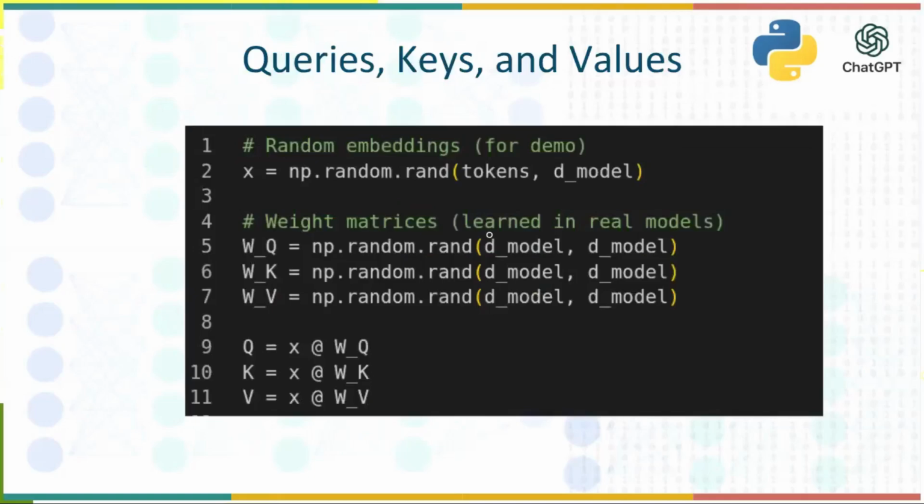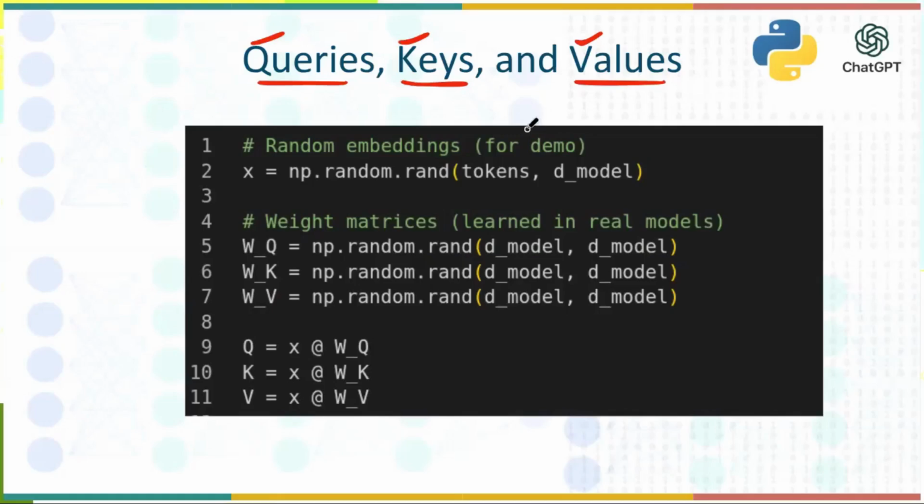Now that we have our token embeddings, the next step is to project them into 3 different spaces, such as Q, K, and V. Q stands for queries. They represent what each token is trying to find. K stands for keys. They describe what each token has to offer. And V stands for values. They hold the actual information that will be passed along. Think of it like a conversation. Queries are the questions being asked, keys are the labels on the answers, and values are the content of the answers themselves.